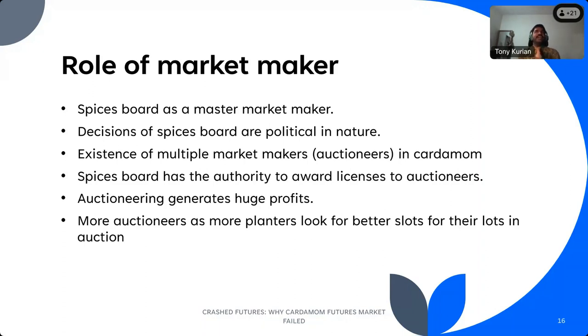And that really resulted in them playing with the quality of cardamom, and creating conditions in which the futures market cannot thrive. So if you talk to the traders, they will say, I looked at the futures price, I looked at the price signals, but I don't invest in that. So they particularly created conditions in which there would not be enough liquidity.